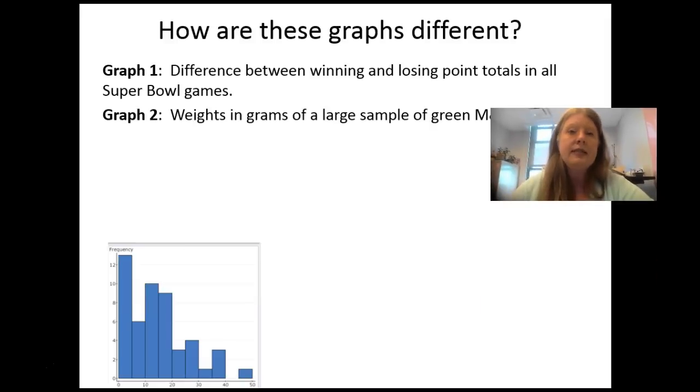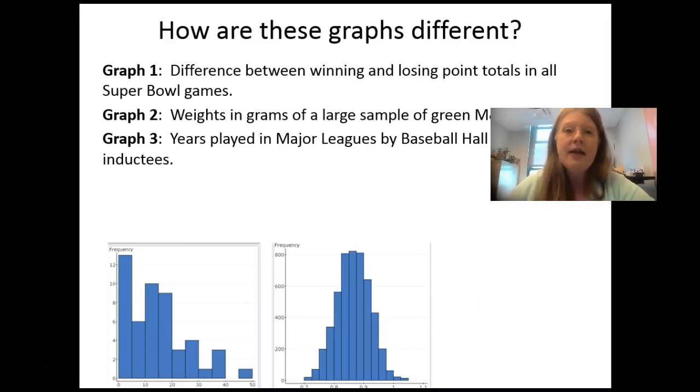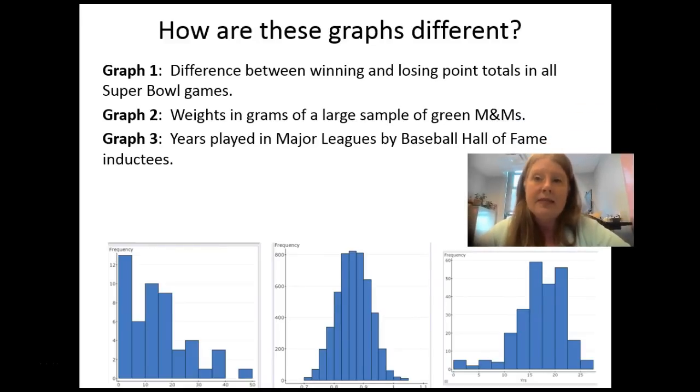The next one is the weights in grams of a large sample of green M&Ms. And the last one is the years played in Major League Baseball by Hall of Fame inductees. Okay, so are you noticing differences? I'm hoping again that something that's really popping out at you is that each of these graphs has a distinctly different shape.